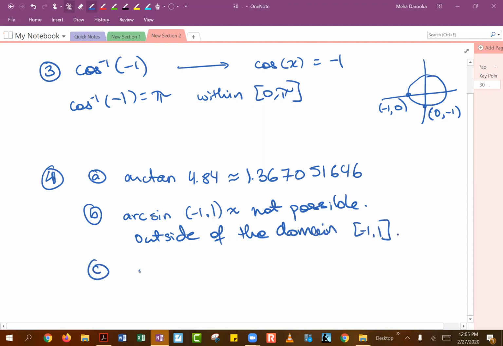And then part C is asking you for arc cosine of negative 0.349. And that's definitely within range, within the domain. Okay, I did something wrong. This is arc cosine of negative 0.349. Alrighty, very nice. 1.927300.